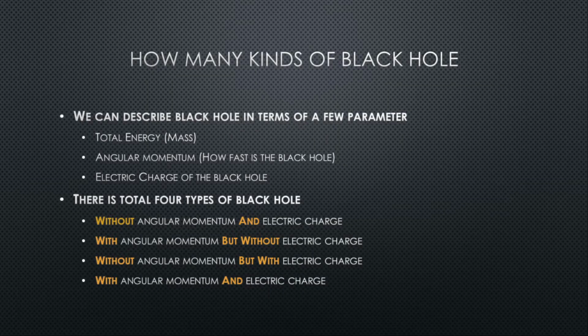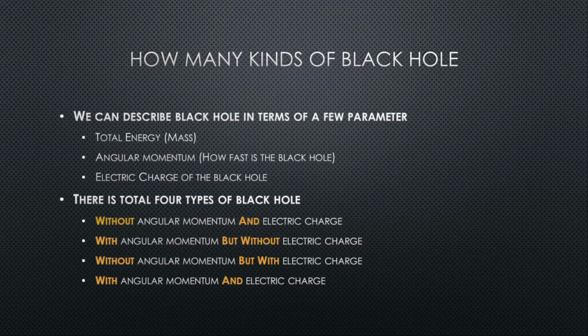First of all, when we describe black holes, we describe them in terms of three parameters. The first one is the total energy, that is the mass. The second one is the angular momentum, that is how fast the black hole is rotating. And the third one is the electric charge of the black hole.